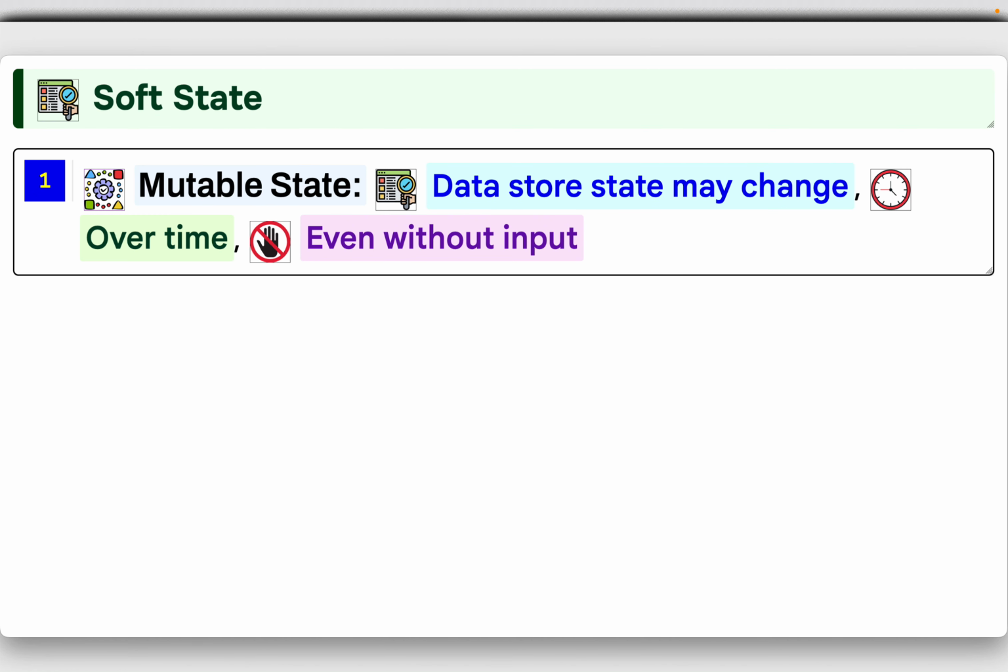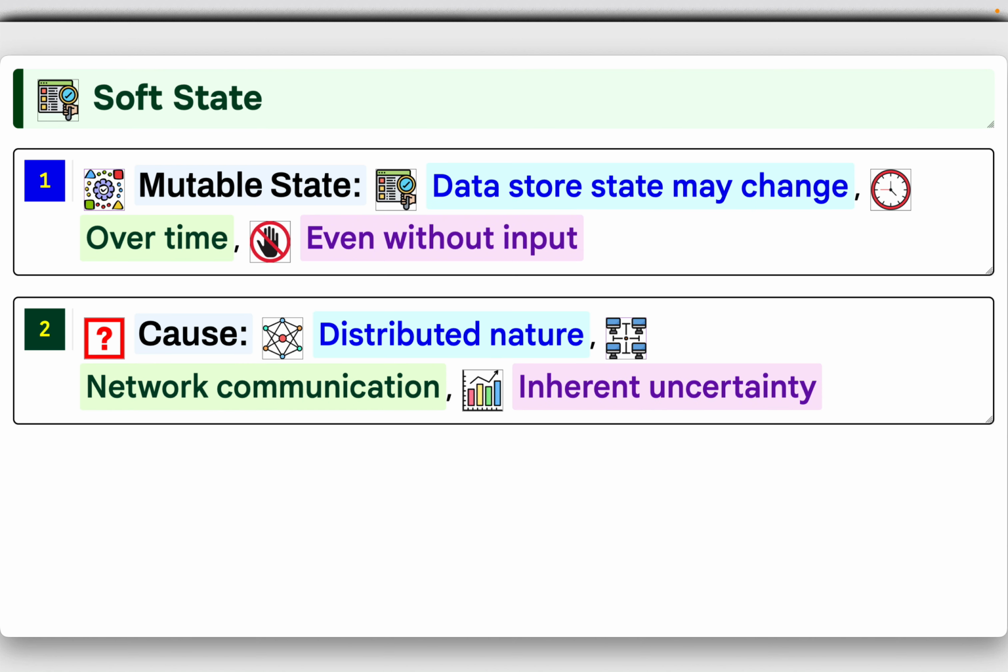Next, we have soft state. This property acknowledges that the state of the data store may change over time, even without input. This is due to the distributed nature of the data store and the inherent uncertainty in network communication.